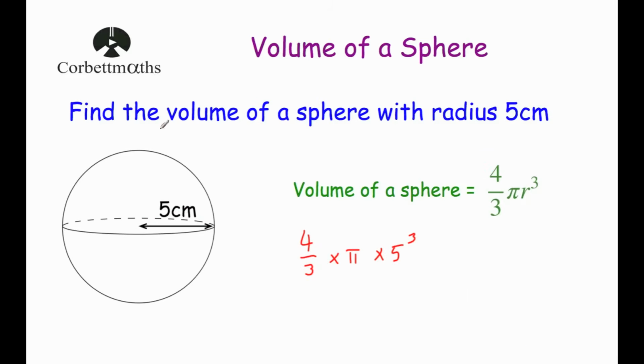So to work out the volume of a sphere, we do 4/3 multiplied by pi multiplied by the radius cubed. And in this question the radius was 5, so we did 4/3 multiplied by pi multiplied by 5 cubed. Okay, let's have a look at a non-calculator question now.